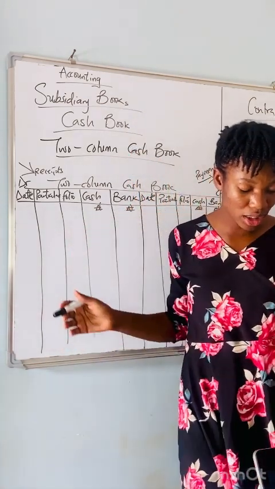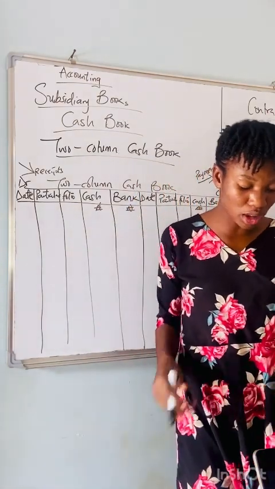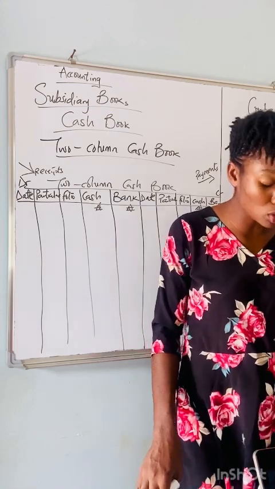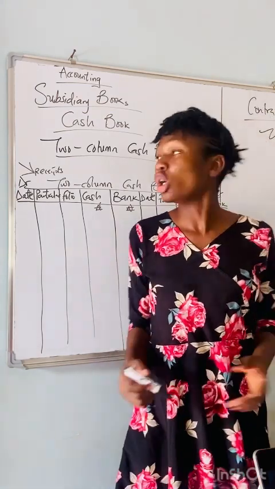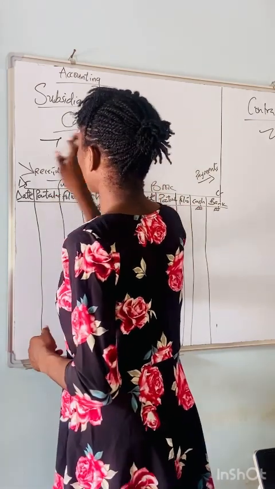So we're going to be taking some illustration very quickly. Now we are asked to write up a two column cash book from the transactions of John Martin's venture. The first thing we'll be doing is entering the owner of the account.